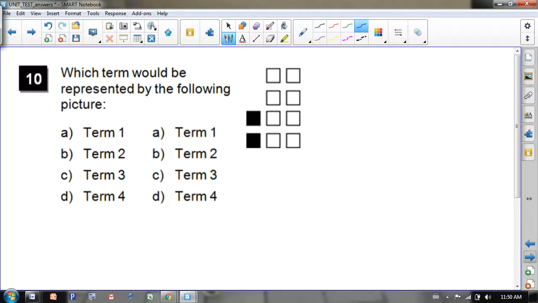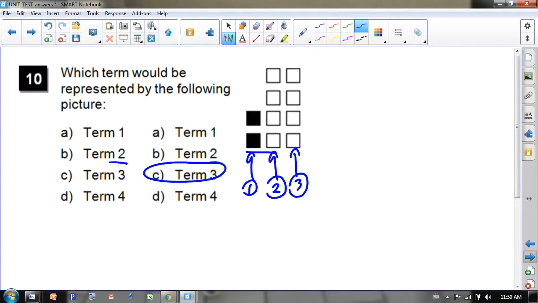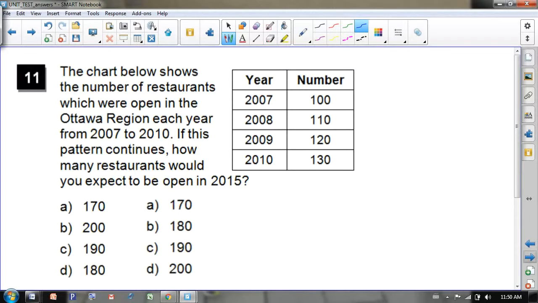In this diagram here, each column represents a new term. So this would be term 1, and then we have term 2, and then term 3, we have each of these additions. So there are 3 terms represented by this picture here. So that's the answer C for both versions of the test.